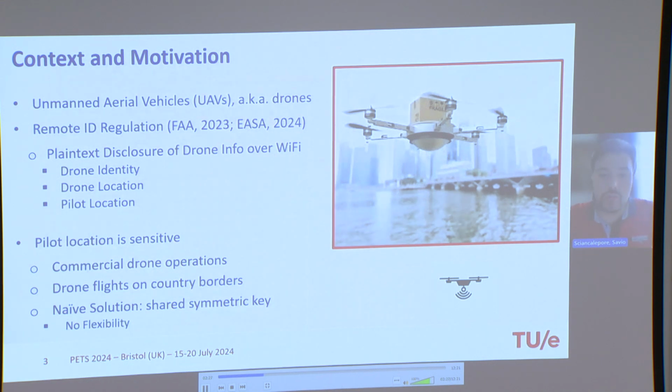A naive solution to this problem would be to encrypt basically the location shared in the remote ID messages through a shared symmetric key. But this solution has no flexibility. Whenever someone else would like to see the location disclosed by the drone, it needs to have this key. And the problem of key distribution, that is the classical problem of symmetric encryption, will basically prevent any meaningful disclosure of the pilot location in a confidential way.